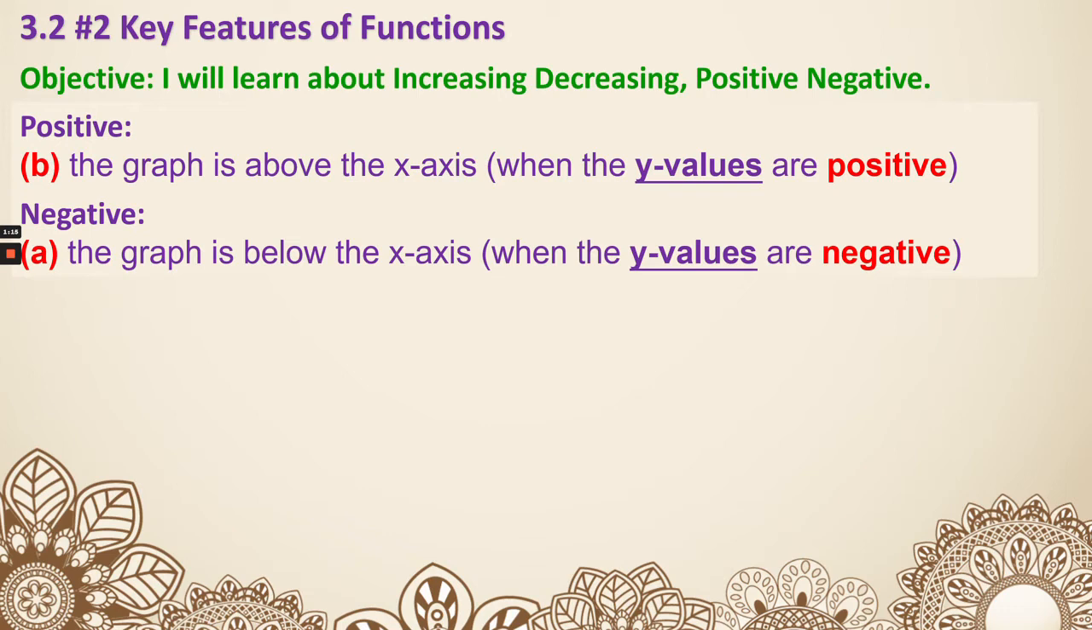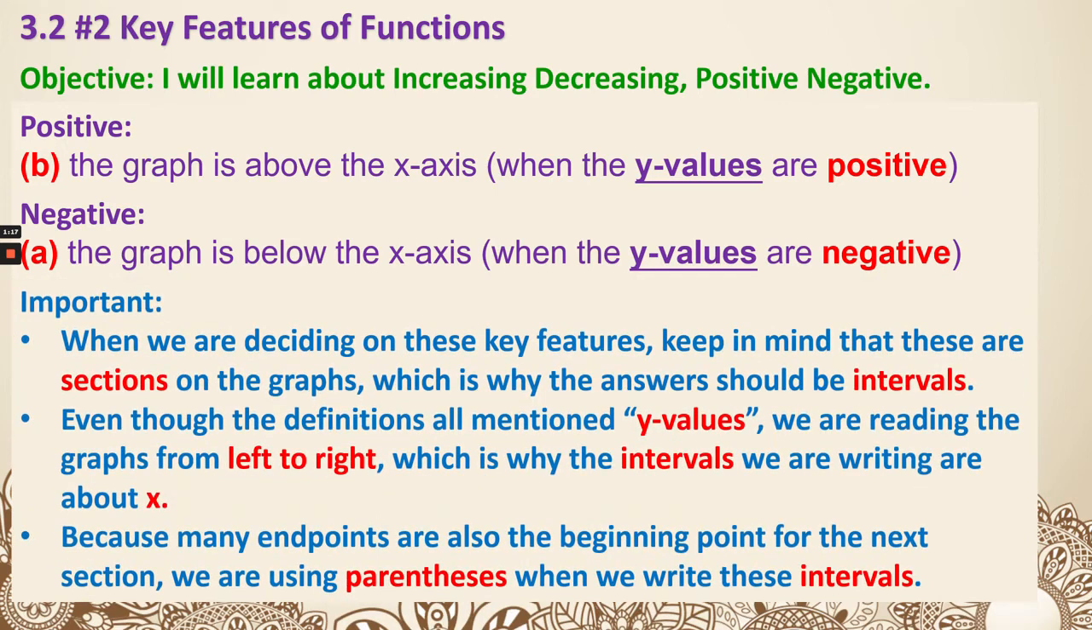Here are a few important key points. When we are deciding on these key features, we do need to understand that these are sections on the graph, which is why the answers will be an interval. It's not going to be a point. Last lesson, we emphasized the maximum, the minimum, the x or y-intercept. These are all going to be points.